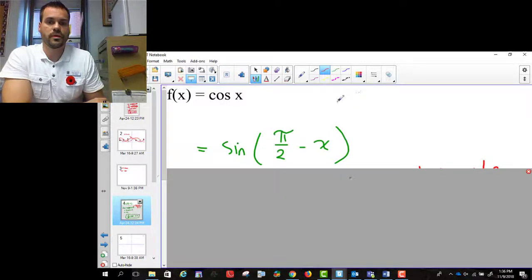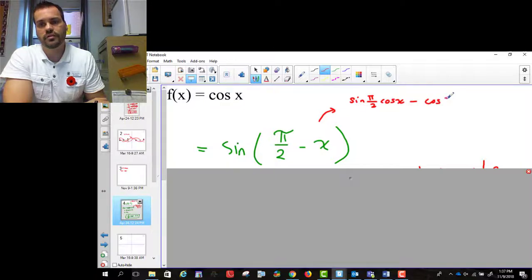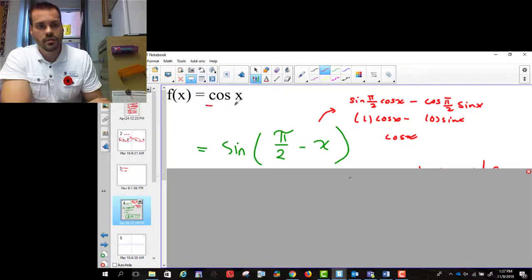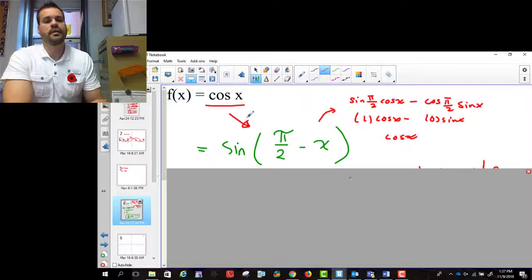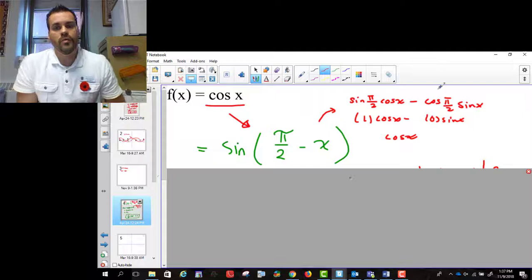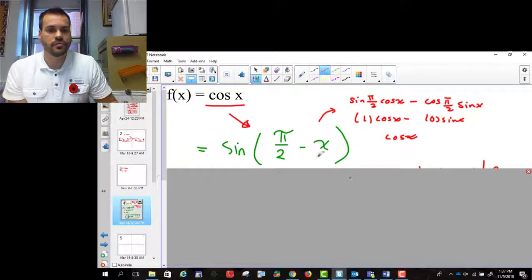So hopefully you remember your double angle identities, but that's sine of pi over 2 cosine of x minus cosine of pi over 2 sine x, which gives you 1 multiplied by cosine x minus 0 times sine x, which is just cosine x. So what I'm saying is cosine x can be written like that, sine of pi over 2 minus x, and this is why. What that allows us to do then is find the derivative of this.